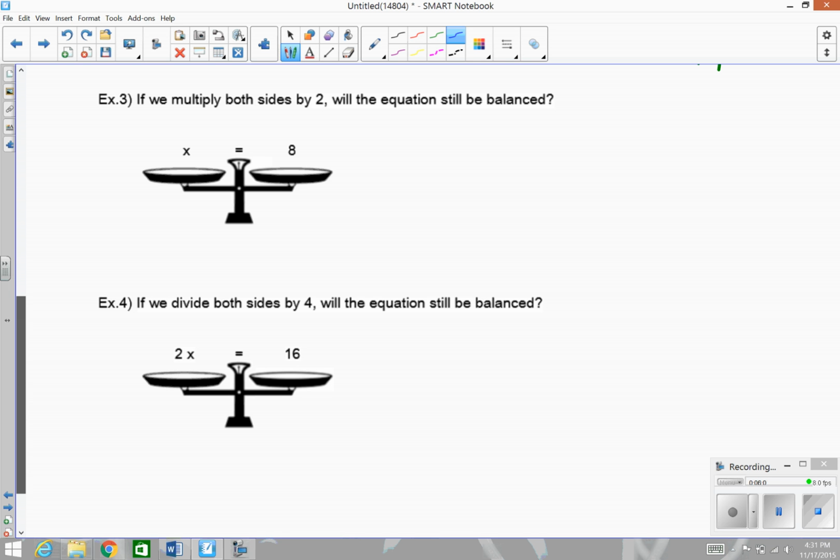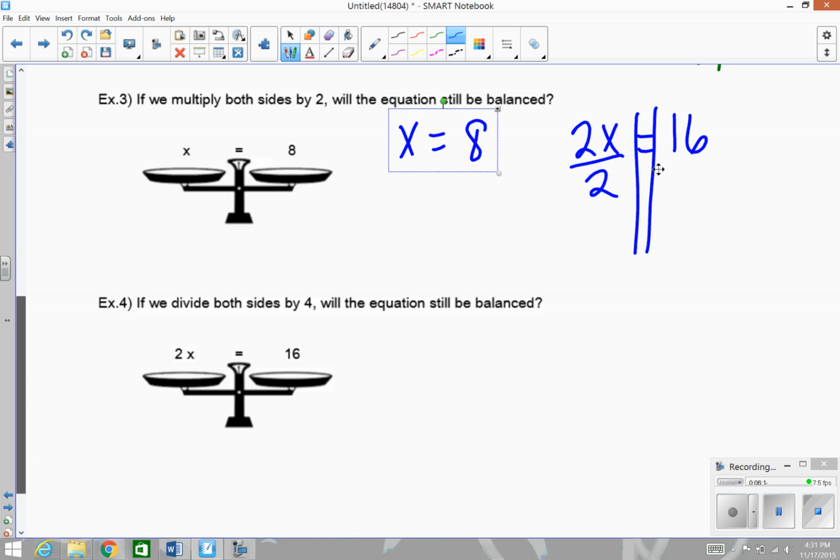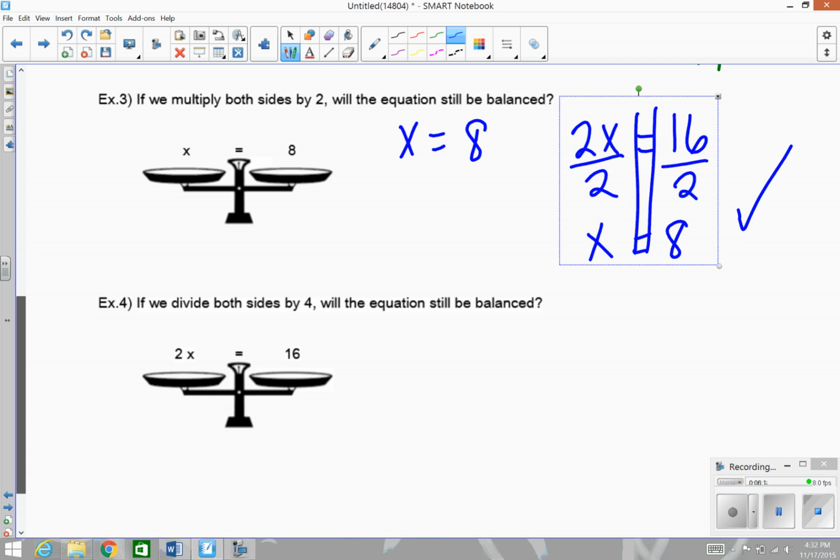Okay, this one they're asking us to multiply both sides by 2. So we start here, nothing really to solve, but if I were to multiply, 8 times 2 is 16, and then solve, which seems a little silly, we get the same solution? Yes. Still balanced, still gets us back to the correct answer.